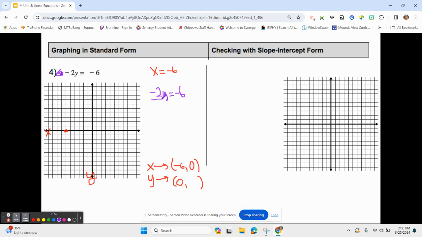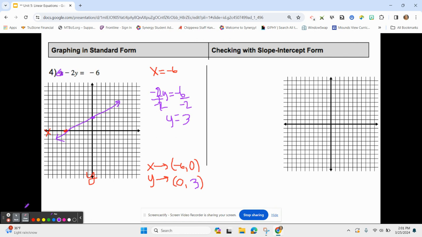So divide by negative 2, divide by negative 2. My negative 2's cancel over here. So y equals 3. My y-intercept is 3. So on the y, I'm going to go up to 0, 1, 2, 3. And now I have both of my intercepts, and I can graph a really nice picture using those 2 points.